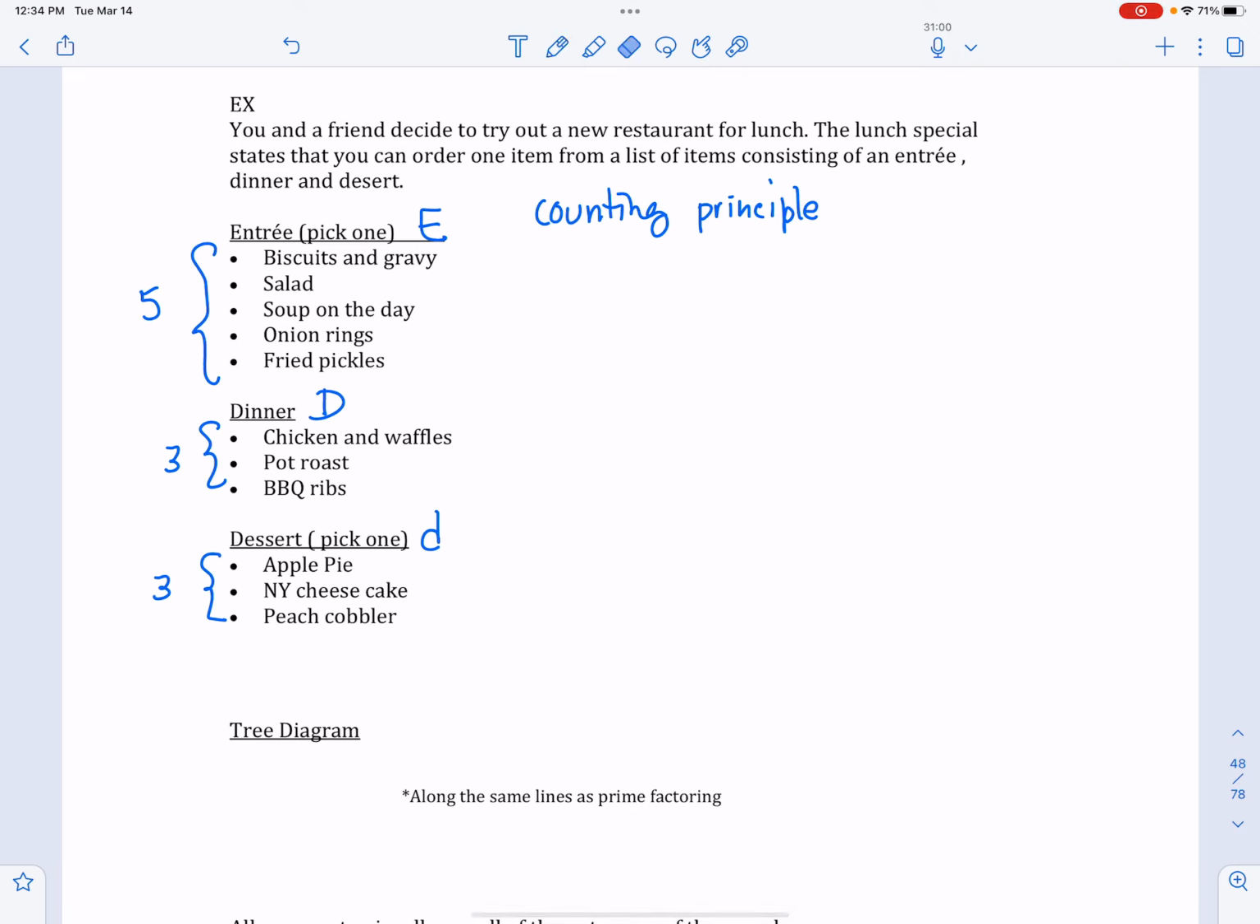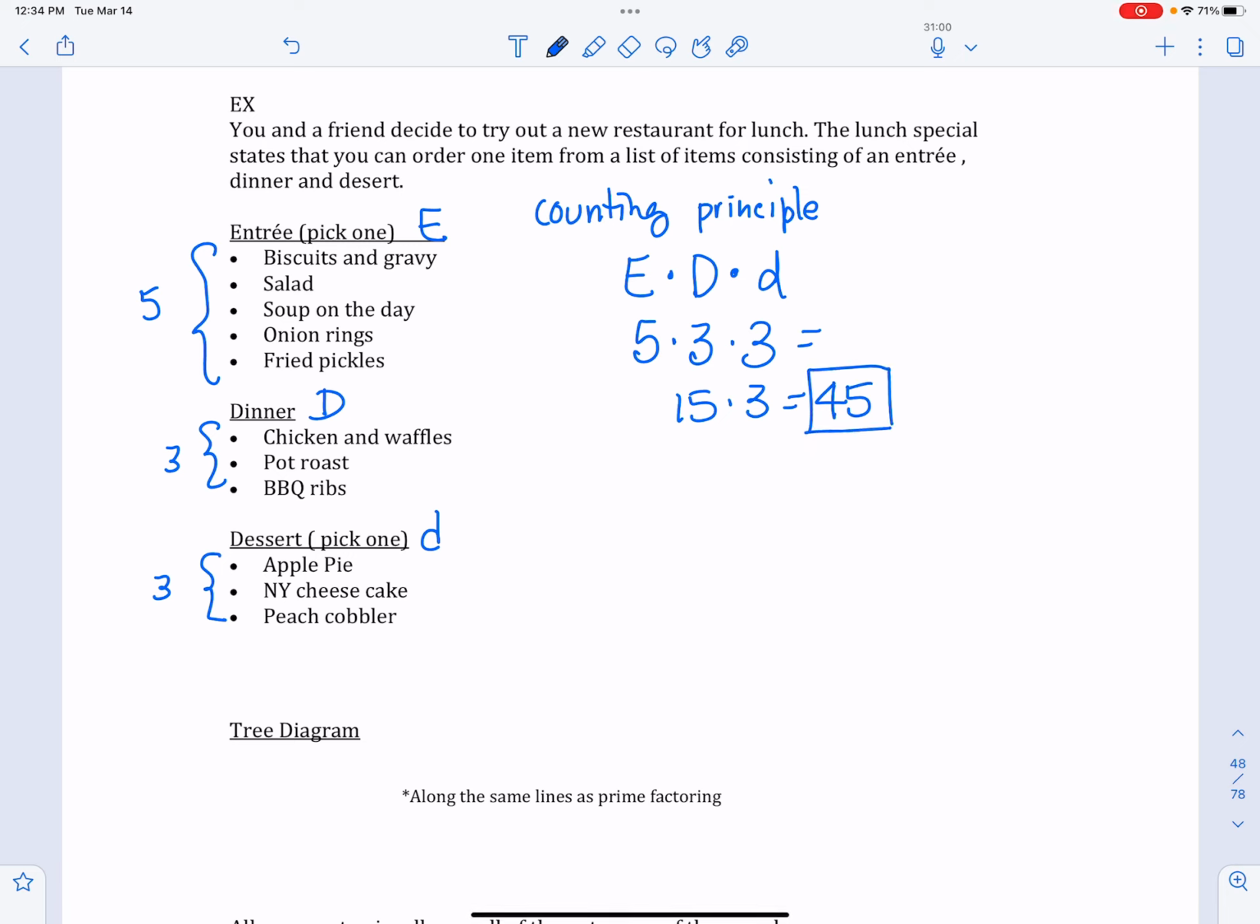So what I'm going to do is multiply the number of entrees that I have times how many dinners we have and how many desserts we have. So the entrees were 5, dinners are 3, and finally desserts are 3. So I get 15 times 3, which is 45. So there are 45 different ways that I can order from this particular menu. And once again, that is the counting principle. All I did was multiply those numbers together.